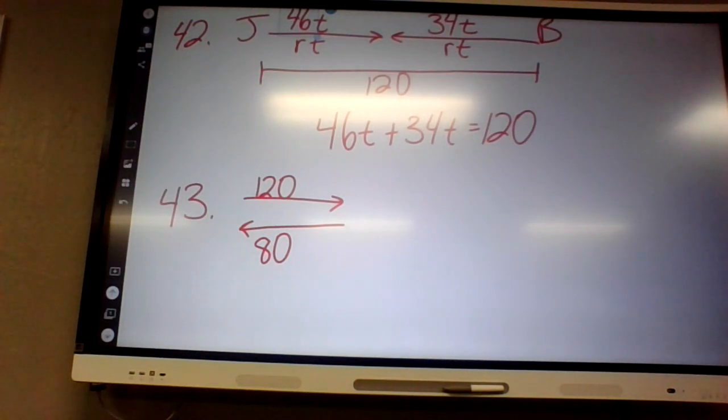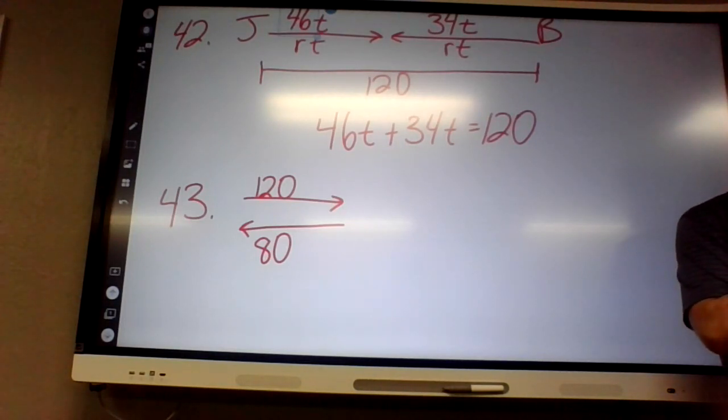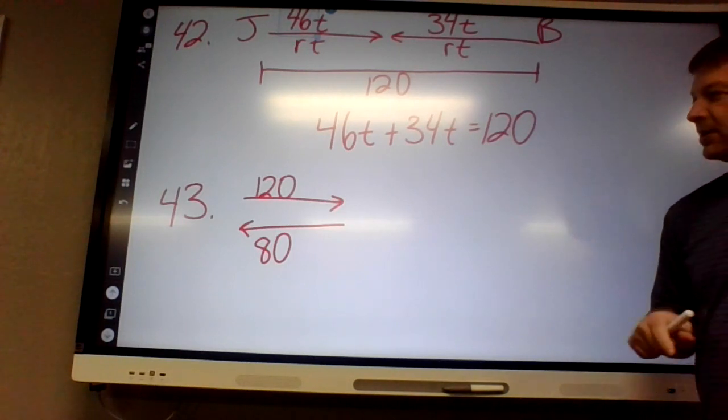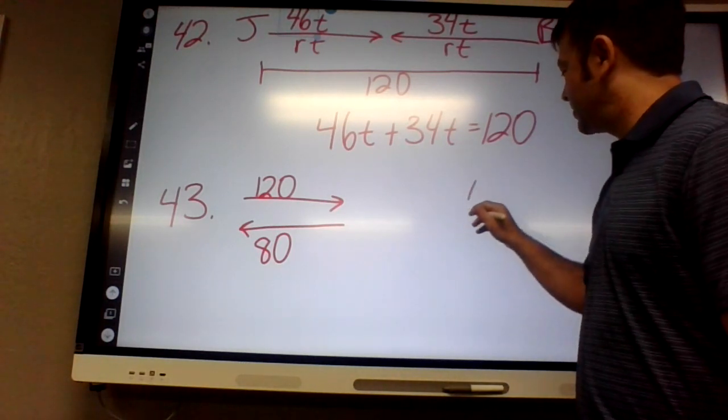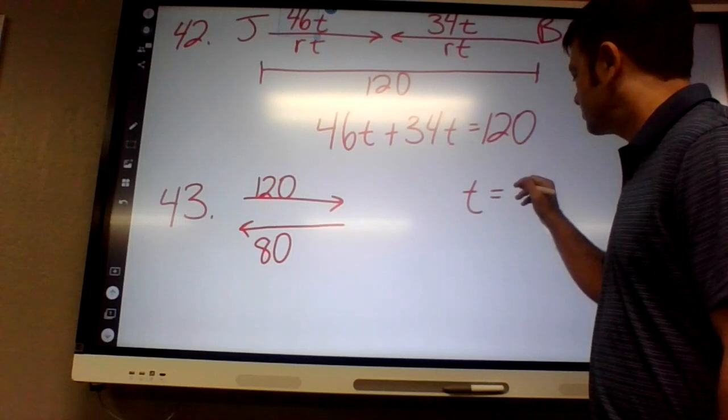Okay, it says the entire trip took 2 hours. Oh, this is a tricky one. We haven't seen this trick before. How long is the trail? This one's harder than I thought it'd be.